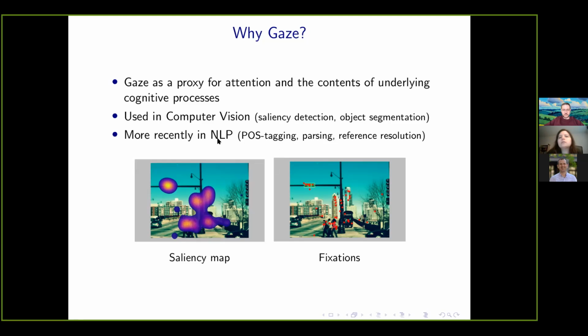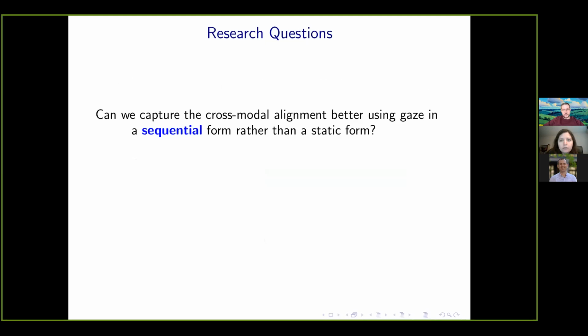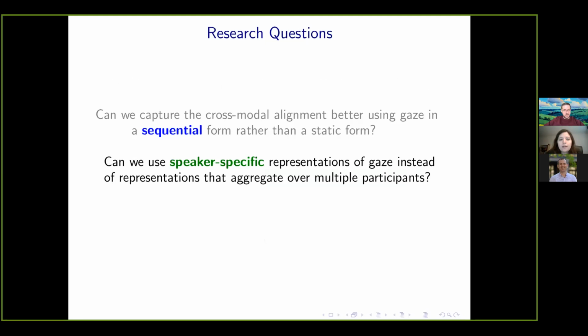That's why we wanted to use gaze, but in a different format than previously. So I will continue with our research questions in this study. The first one was: there is this cross-modal alignment between vision and language, but can we capture it better using gaze in a sequential form rather than a static form? This could help us leverage things that were not used in previous work. Then we wanted to see if using speaker-specific representations, instead of aggregating over multiple participants, would help us.